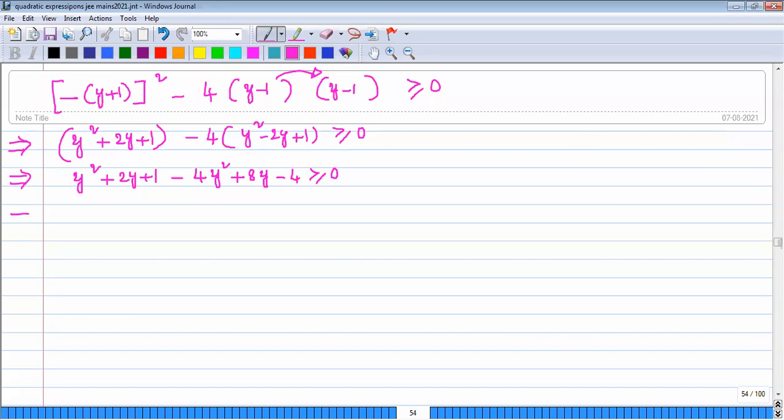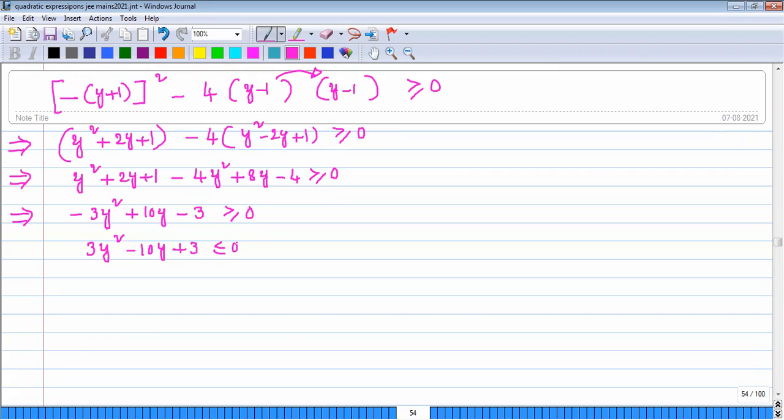So let us simplify. Minus 3y square plus 10y minus 3 is greater than or equal to 0. Let us make the coefficient of y square positive, so multiply negative 1 on both sides. We get 3y square minus 10y plus 3 less than or equal to 0.